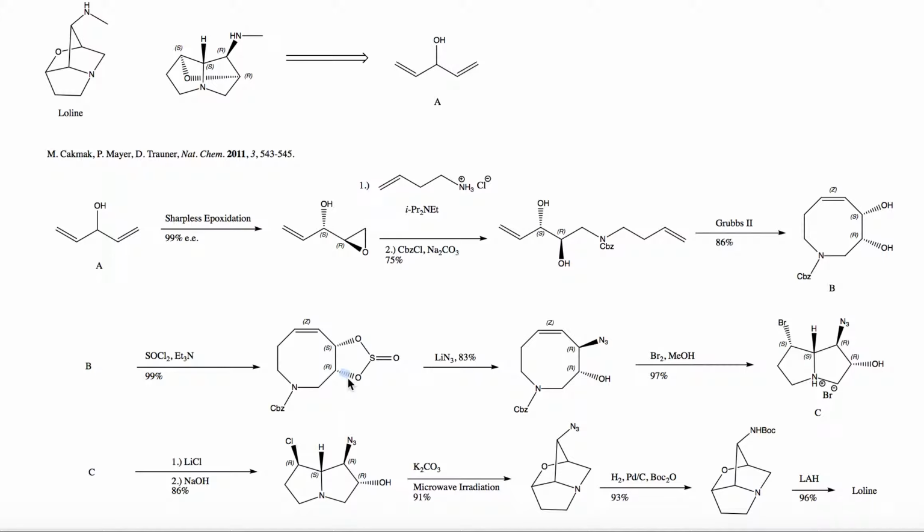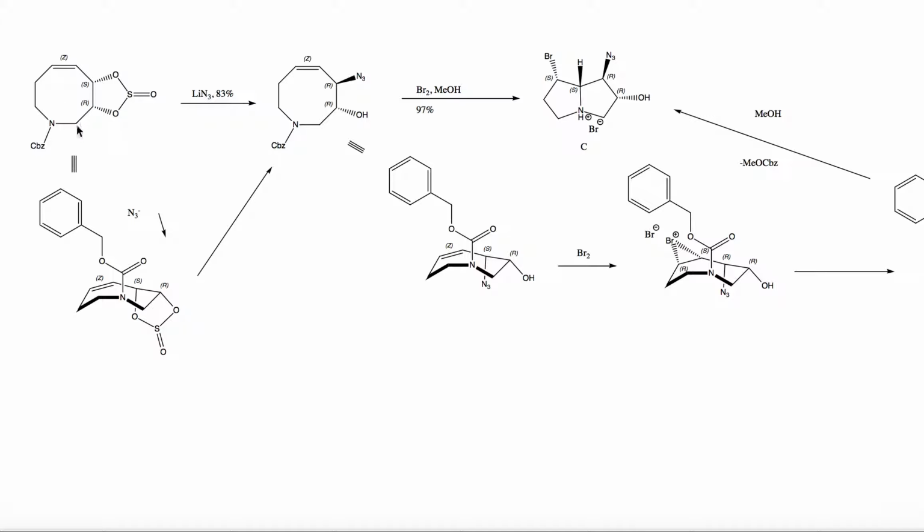And you'll see that particularly in the next step, where lithium azide is used to install this group here, and that'll be our nitrogen atom that is here on this part of the Loline molecule. So why is this step selective? And the best way to look at this is to examine the mechanism, of course.